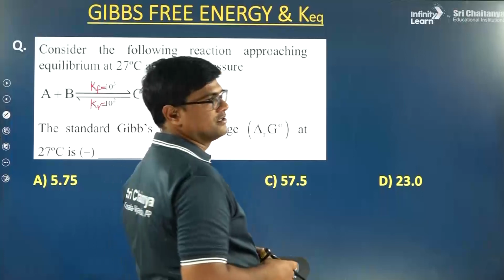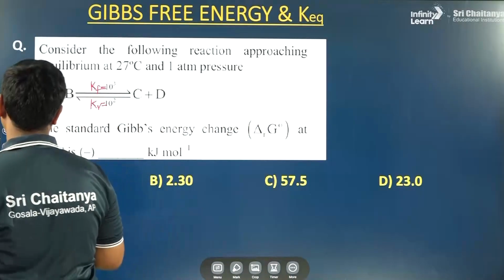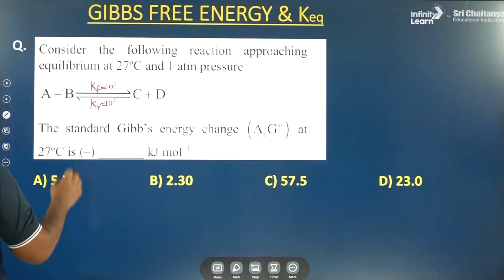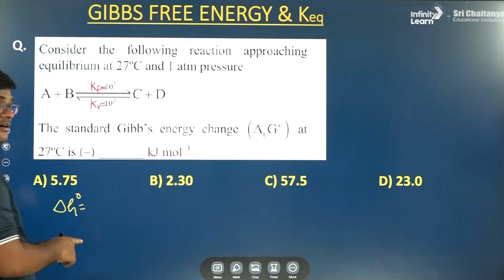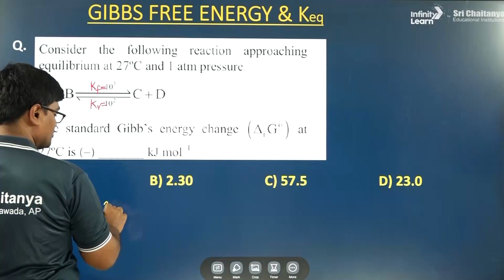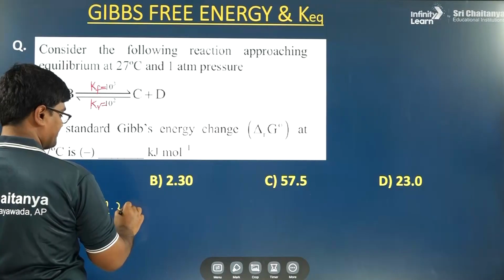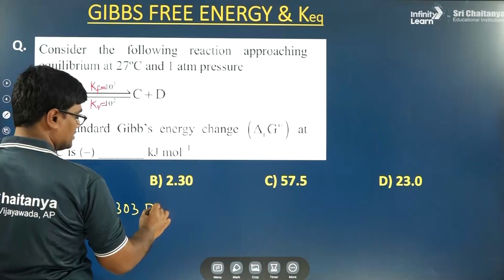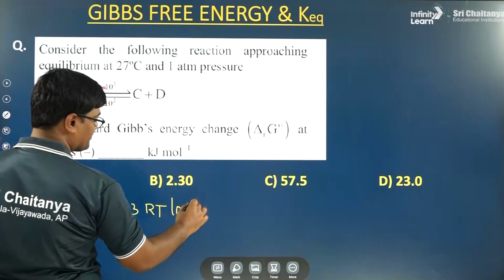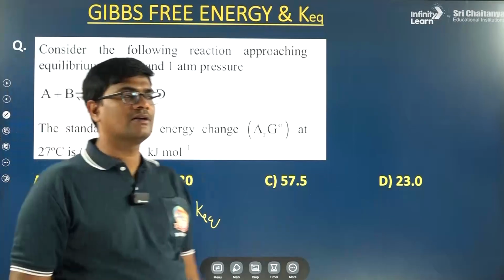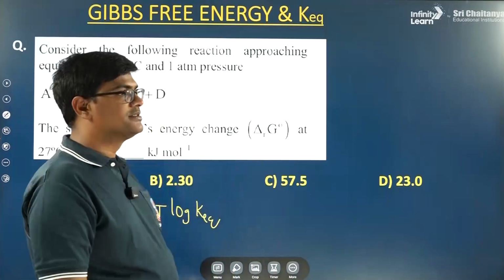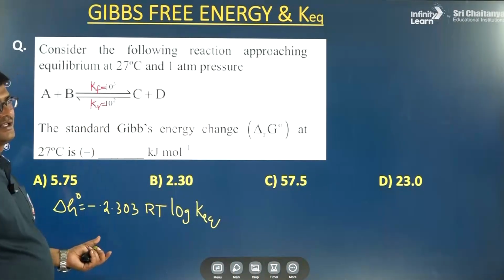Now what is the relation between standard Gibbs free energy change and equilibrium constant? That we know. Delta G naught is equal to minus 2.303 RT log K equilibrium. This is the relation.